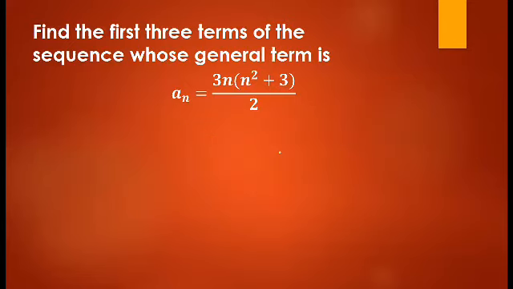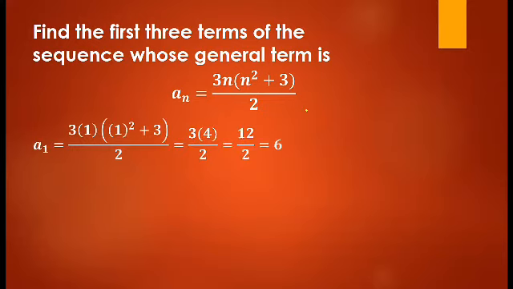Okay? Okay, let's try to find the first 3 terms of the sequence whose general term is a sub n equals the sum of n squared and 3 multiplied by 3n over 2. All we have to do here is to substitute the term number dito po sa ating a sub n. Doon po, isa-substitute natin yung number of terms kay letter n to find yung first term, second term, and the third term. So let's have a sub 1 for the first term. Let's substitute the number of term dito kay letter n, which is yung 1. We have 3 times 1 times 1 squared plus 3 over 2.